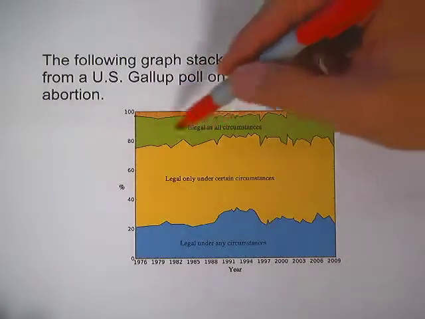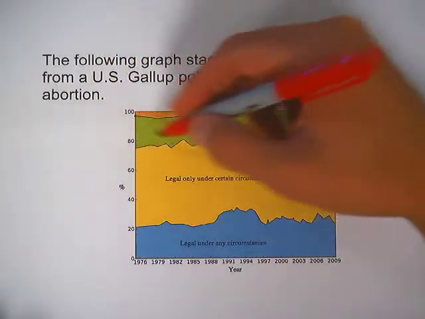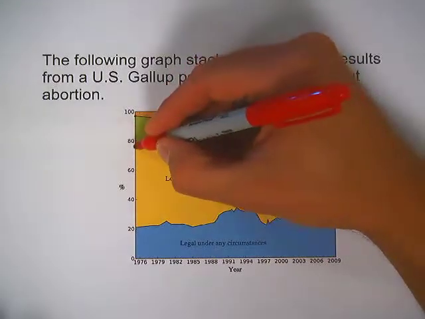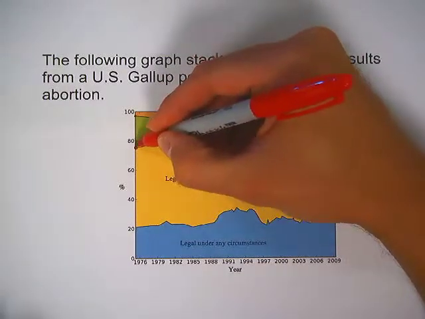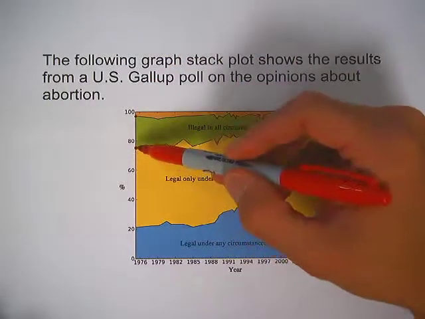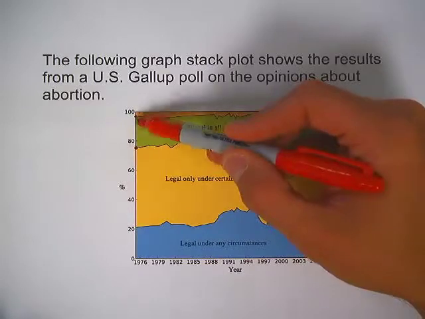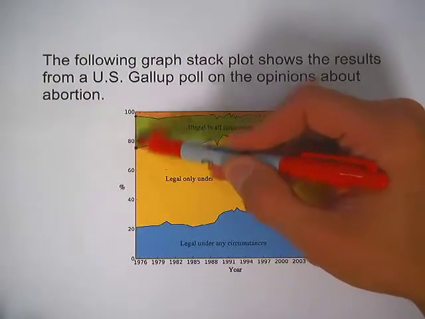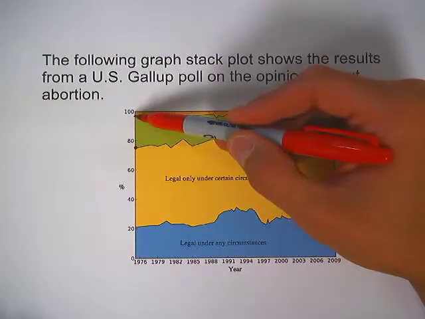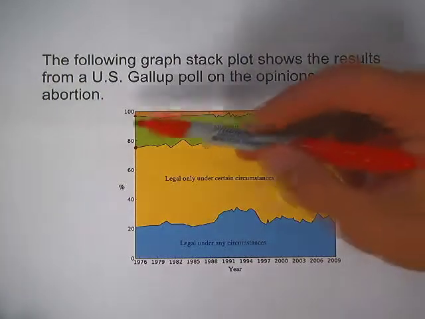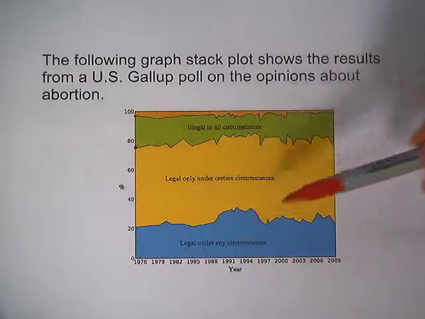Now that doesn't mean that 98% of people thought that it was illegal in all circumstances. If we wanted to actually figure out the percent who thought that way, we'd need to look at this vertical distance between the bottom of the region and the top of the region. The bottom of the region is maybe about 77%. The top of the region is maybe about 98%. So that would seem to be a difference of about 21%. Just because it goes up that high doesn't mean that 98% of people feel this way. Again, it'd be more about 21%. So you need to be a little bit careful when you're interpreting these types of graphs.